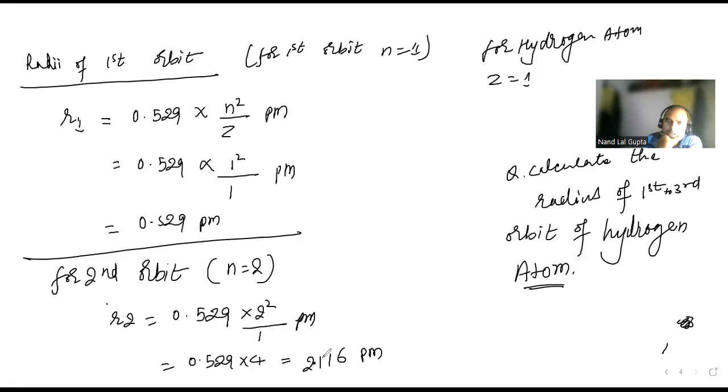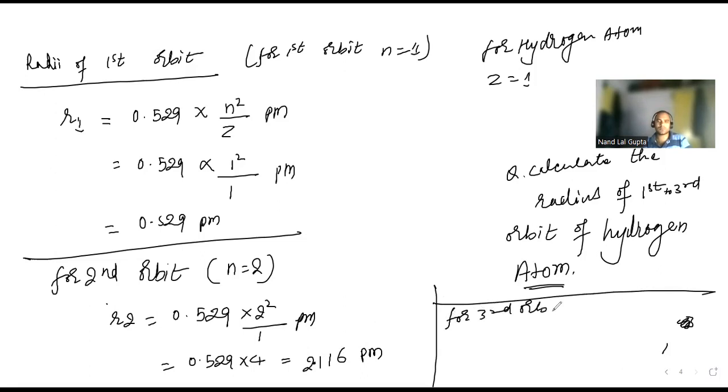Can you understand this one? Write it down, and you calculate for the third orbit. For the third orbit, you tell me.